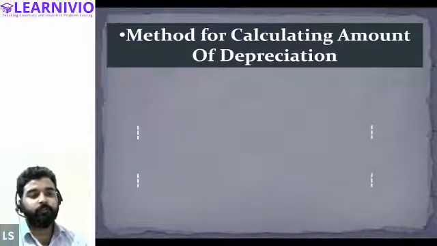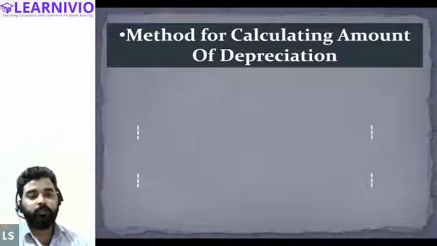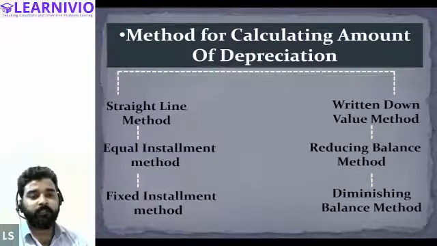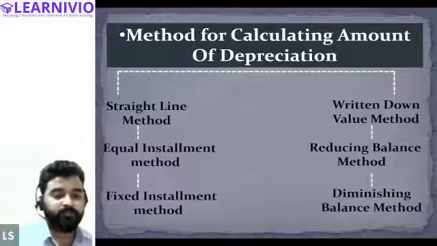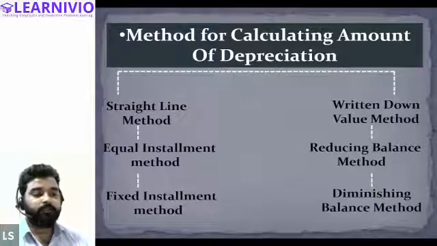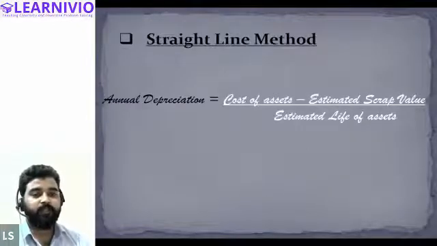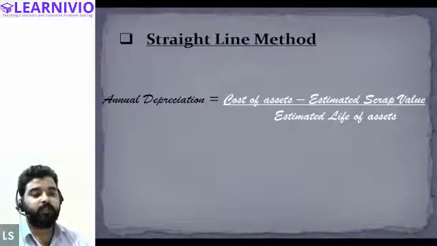And I have also told you that according to your syllabus, we have to discuss two methods of depreciation, which include the straight line method and the written down value method. The straight line method is called the equal installment or fixed installment method. On the other hand, the written down value method is also called the reducing balance or diminishing balance method. And the formula for calculating depreciation according to the straight line method is cost of asset minus estimated scrap value divided by the estimated life of the asset.